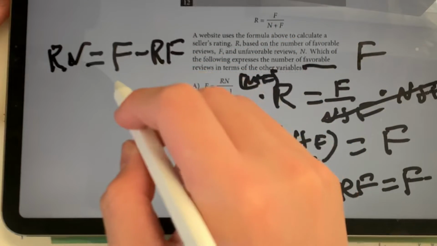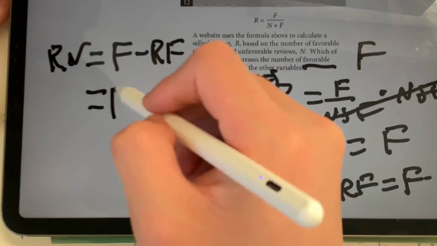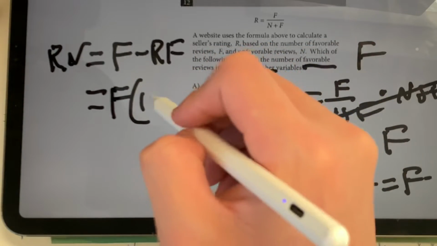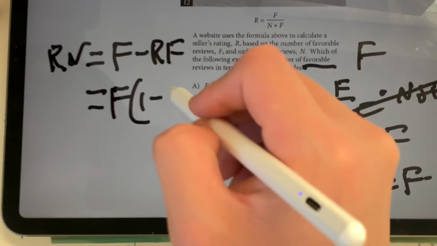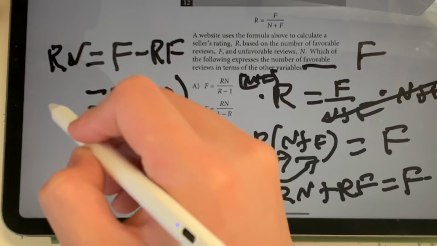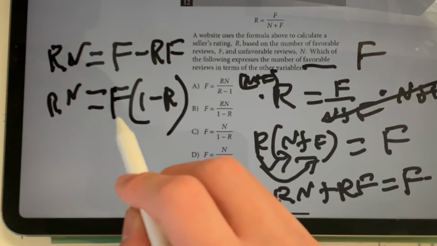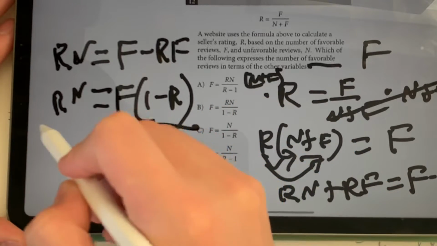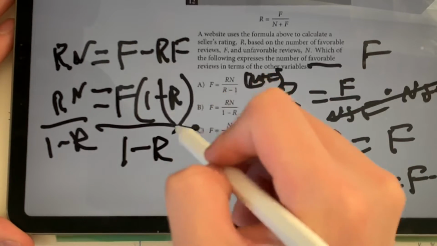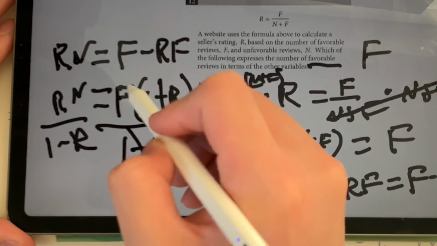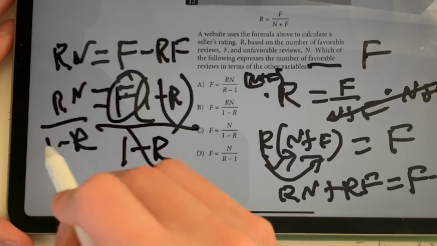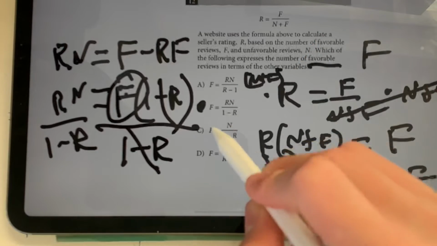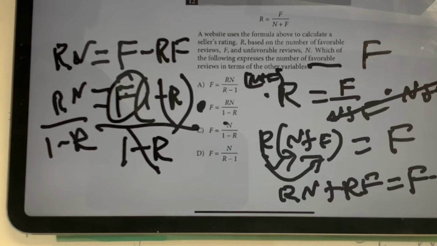Now, next thing I'll do is isolate F by factoring out F's on this side. F times what is F? It's 1. Minus F times what is Rf? It's going to be just R. Is equal to Rn. Now, you see how I have F right there. I can just get it alone by dividing by 1 minus R on each side. Because 1 minus R cancels out with 1 minus R, that gives me F on this side. It's equal to Rn over 1 minus R, meaning the answer has to be B. F is equal to Rn over 1 minus R.